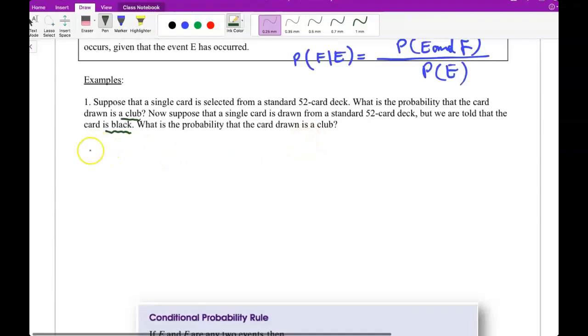So first, the first part is how many we have in total for club. We have 13, and how many we have in the sample space? How many cards we have is 52. So that is equal to 1/4.